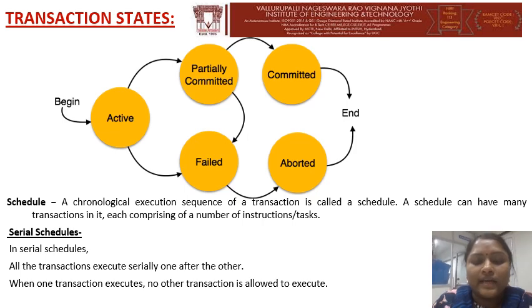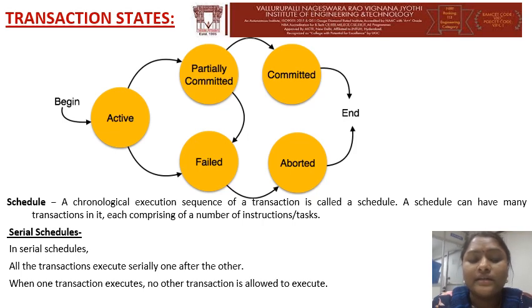Once it is active, it can enter into partially committed, or due to some failures, it enters into the failed state. What is this partially committed? When we perform a transaction and if we don't commit that transaction, it will be stored in a temporary database. It is not saved in the permanent database. So that is partially committed. Once the transaction is completely done perfectly, the total data related to the transaction is saved in the permanent database and the transaction is said to be ended.